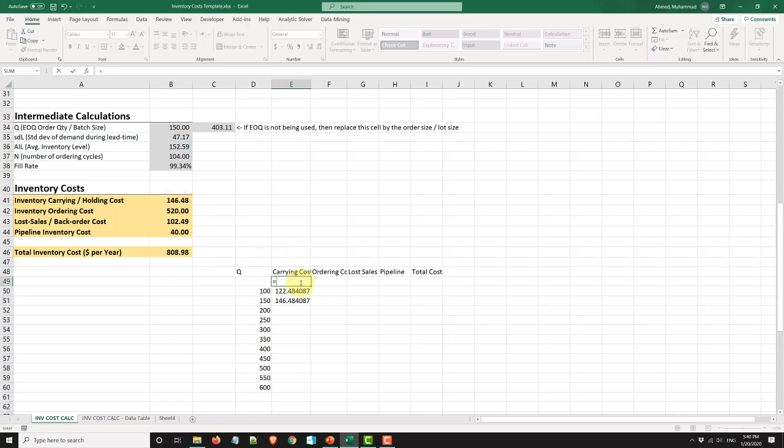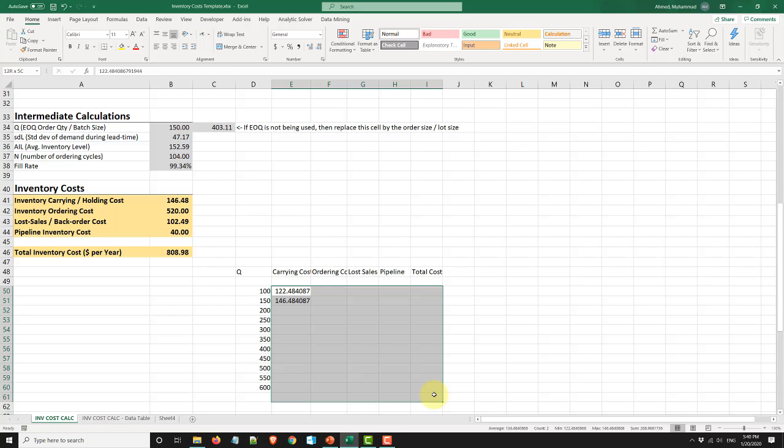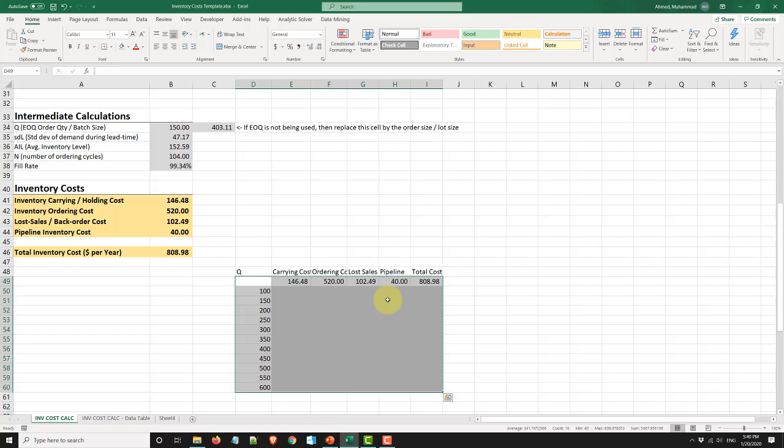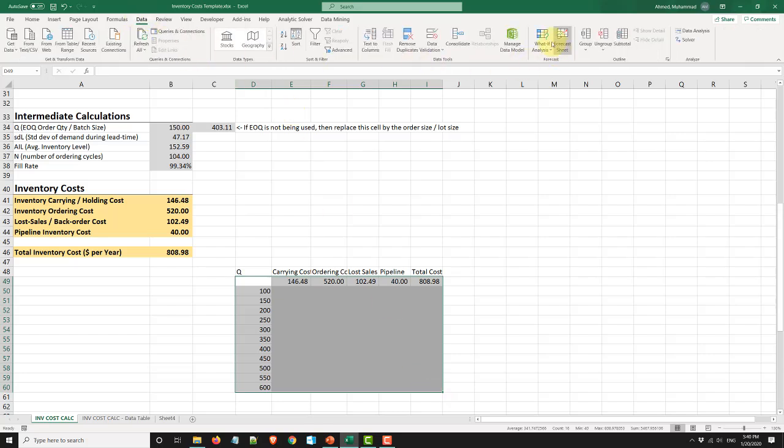So on top, this is going to be my table. So let me just shade it so you know where my table is. Okay. And on top of your table, you're going to specify which cells Excel should copy. So just do equal and hit the cell that you want Excel to save the output of as Excel changes the batch size. And then we can select this whole table, go to data, what-if analysis, data table.